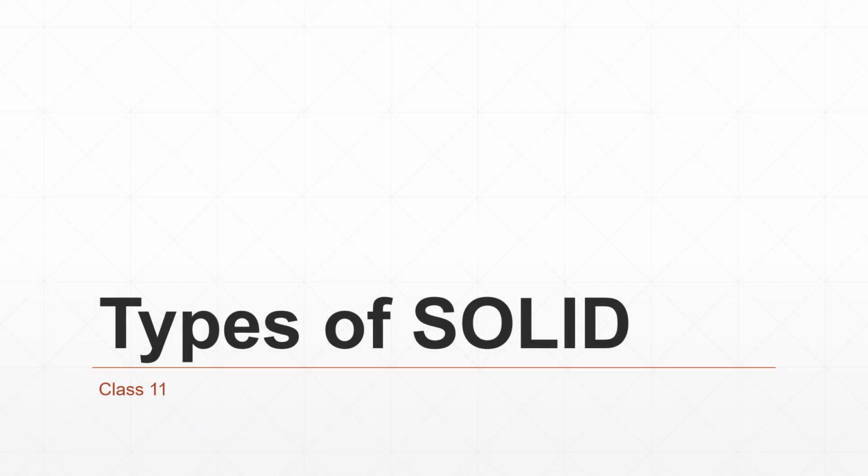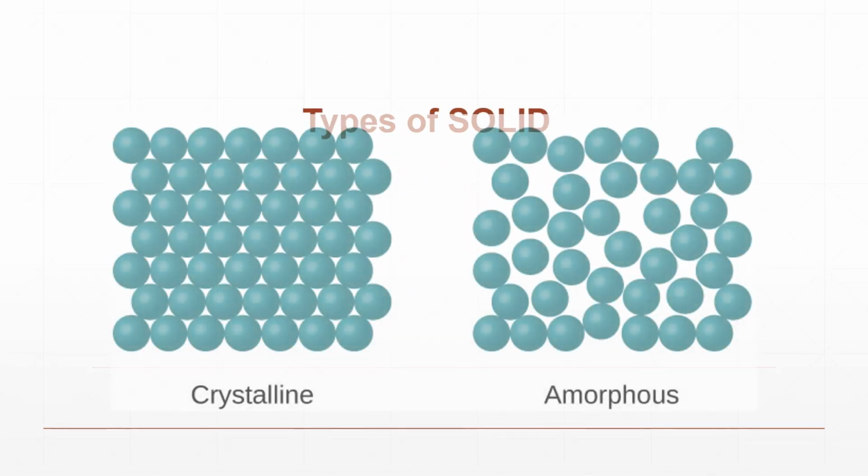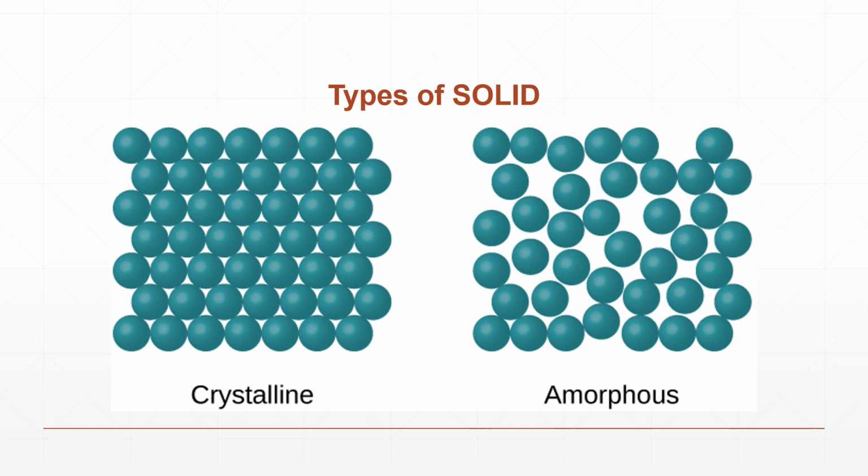This is based on the types of the solid. For a detailed lecture on the solid, you can check the video in the description. So first of all, there are two types of solid that are mainly discussed in the basics. The first one is crystalline and the second one is amorphous.